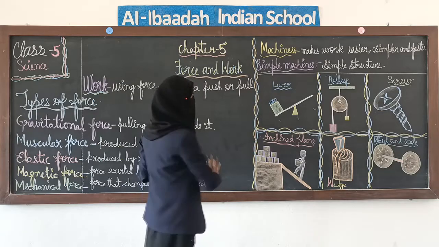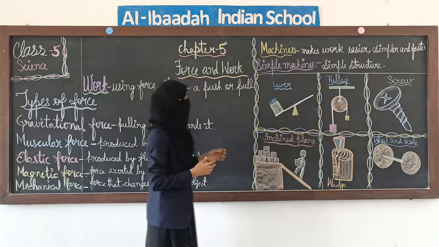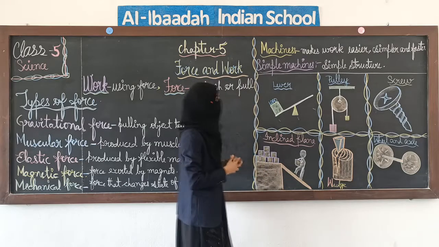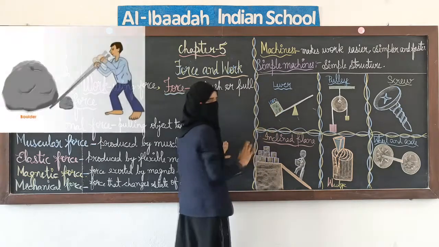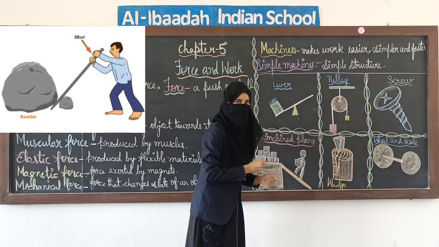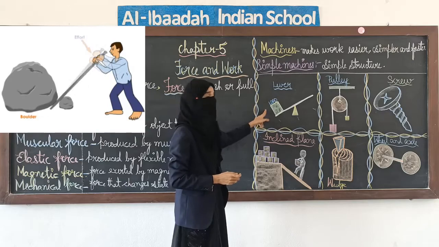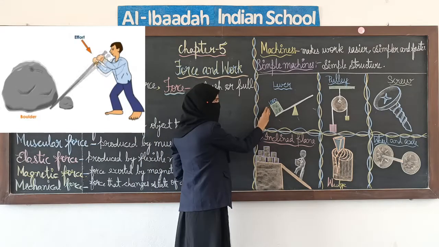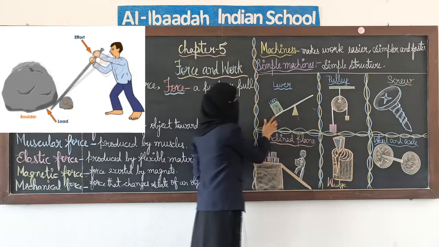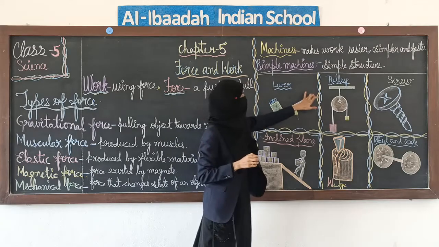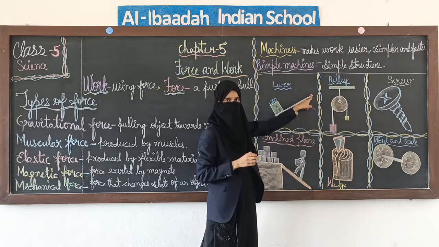Can you see some of the drawings here? What is this? Lever. Have you heard about a lever? A lever is an object, a kind of mechanism or simple machine, which is used to lift loads. Here you can see the load is here, and there is an iron rod, and force is applied from this side, in the opposite direction.